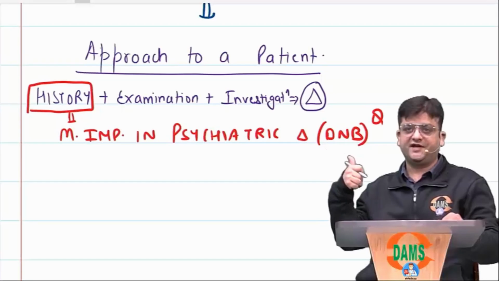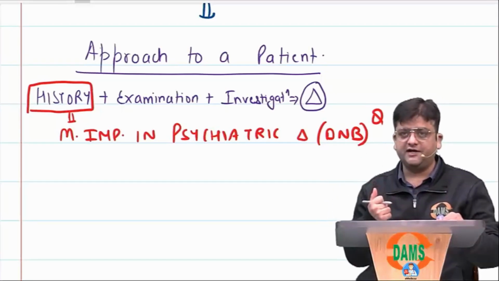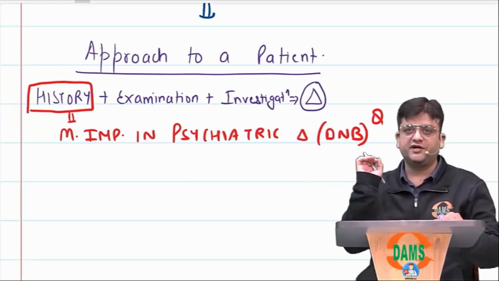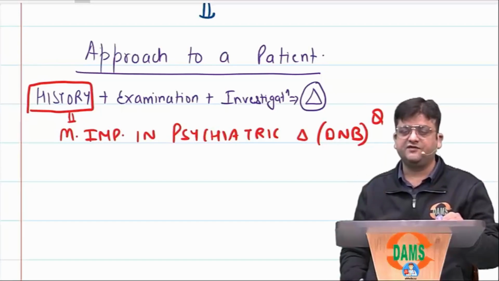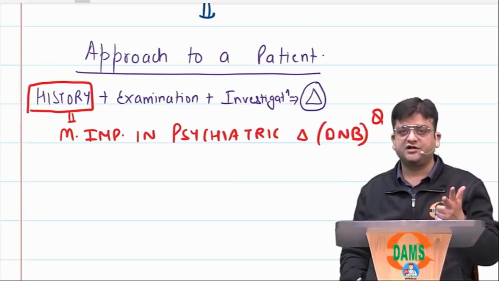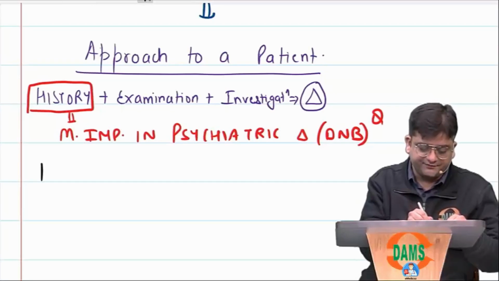DNB, Diplomate of National Board, a separate exam that was conducted previously, now not conducted. But this exam's questions many times come. The question was, most important in psychiatric diagnosis is history. Because we don't have investigation in psychiatry. We don't have a blood test for schizophrenia, a CT scan for depression. Your MRI doesn't say you have OCD. So the most important thing in psychiatry is history taking.